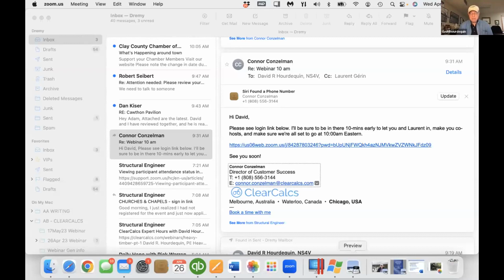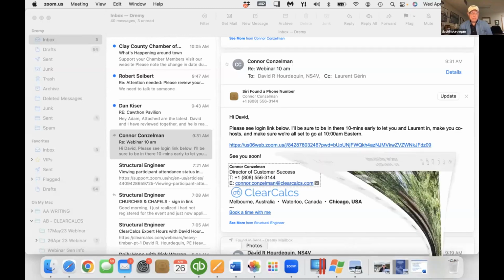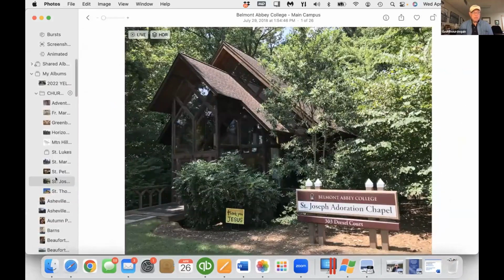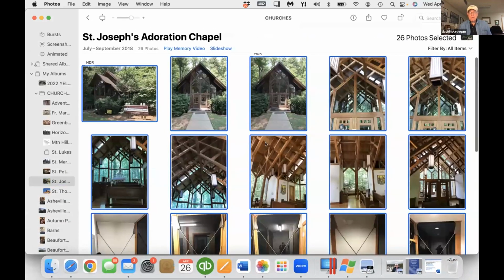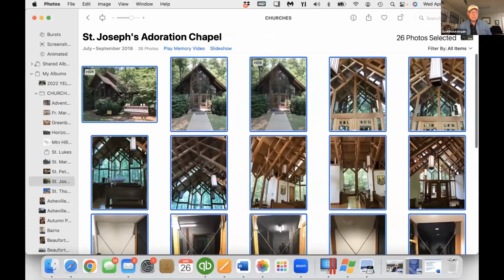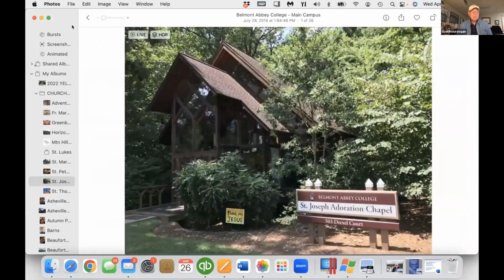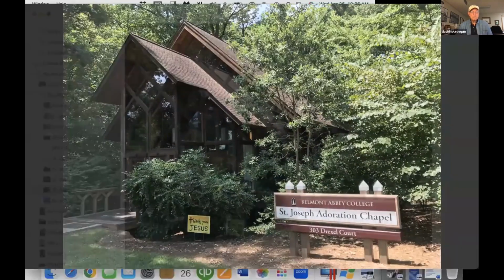Okay, let's see if we get into share screen mode here, if I don't flub this too badly. Where are the photos down here? Okay. All right, so pardon me. Got all these selected. And we're going to go to full screen.